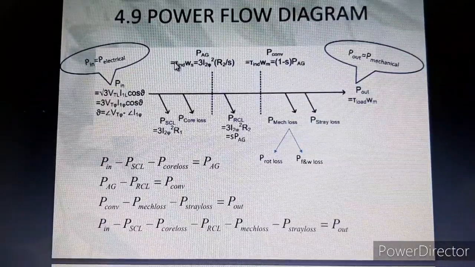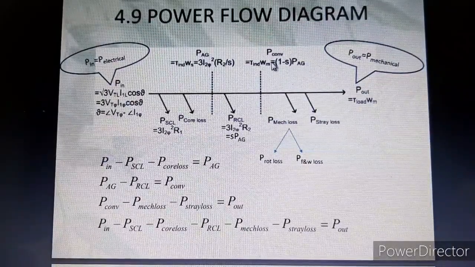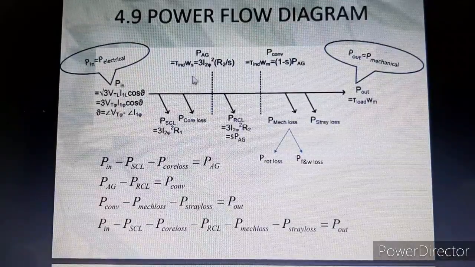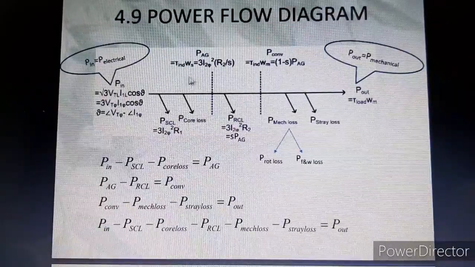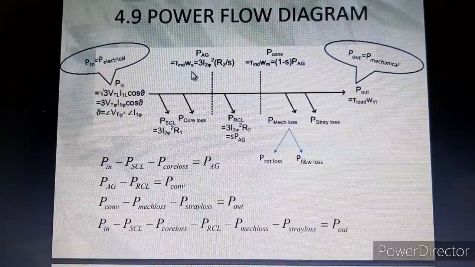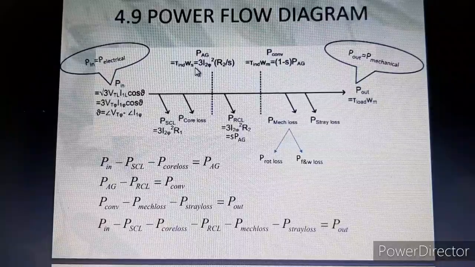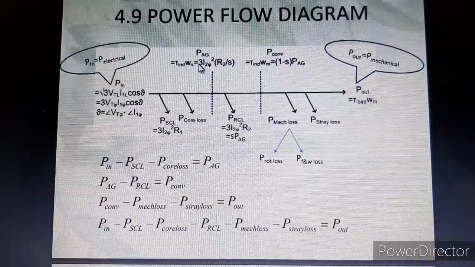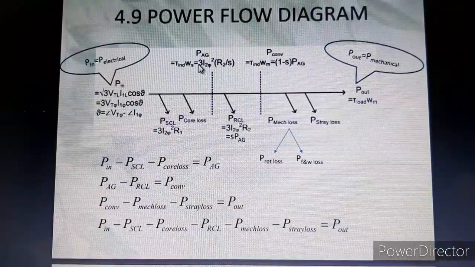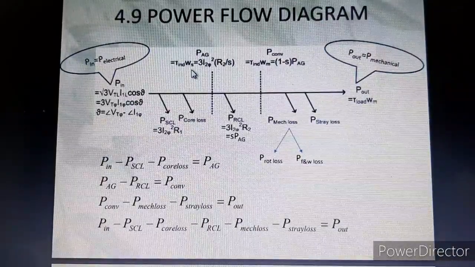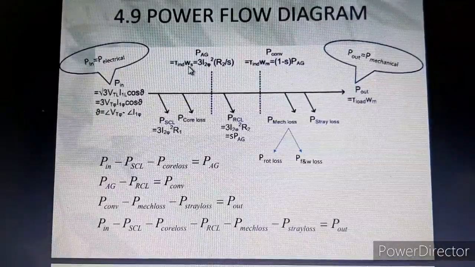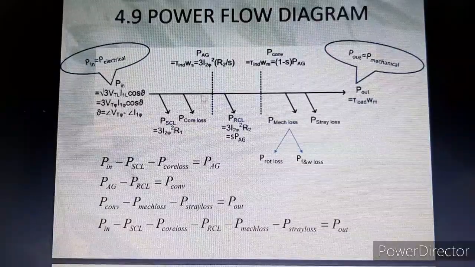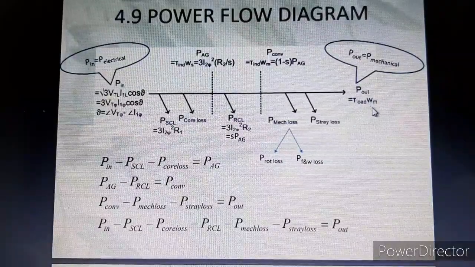Okay, so for P air gap and P converted, we have another formula, that is induced torque times omega S. Why omega S? Because at your air gap, the rotating part is still the magnetic field. So we take the speed of the rotating magnetic field, omega S, because we are still in the input part. Towards the end, then only we use omega M.